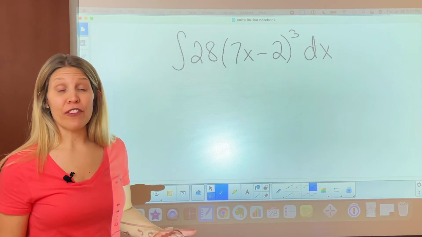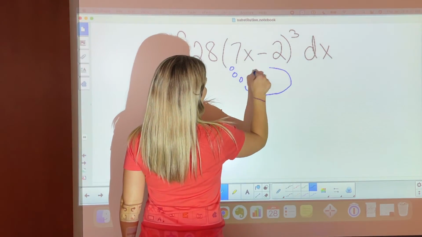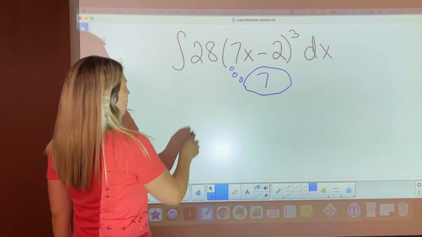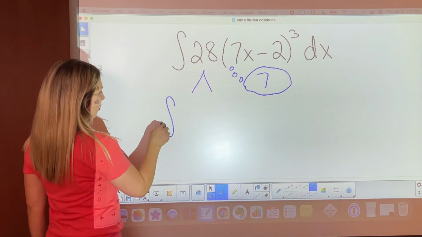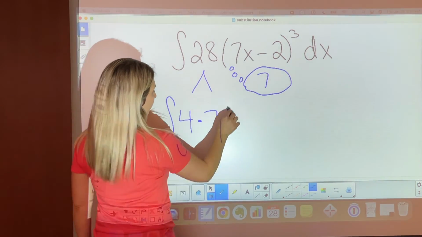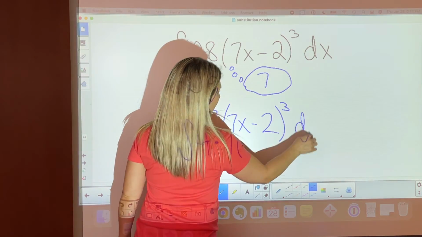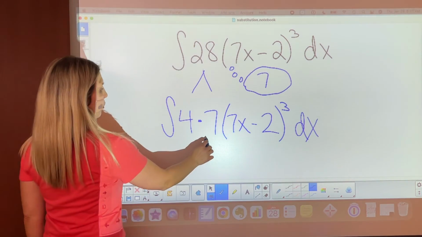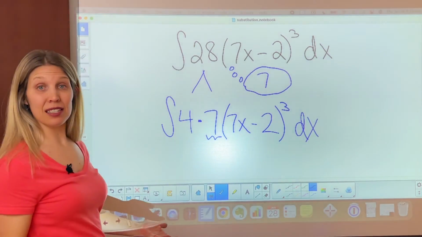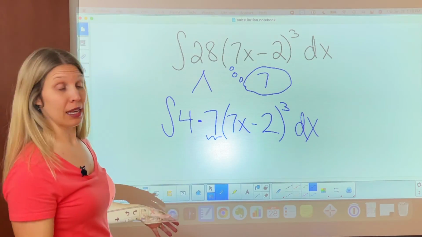All right, let's figure out this inside piece. The derivative of this inside piece is just going to be 7. So again, I'm going to use that trick, and I'm going to pull apart 28. 4 times 7. Here's my inside piece. So now the derivative of my inside piece exists. Doesn't show up in my answer, but he's got to be there. Now I can just integrate the outside piece.